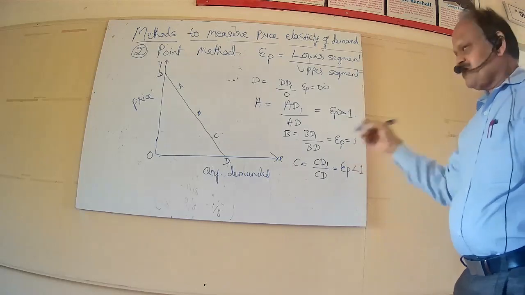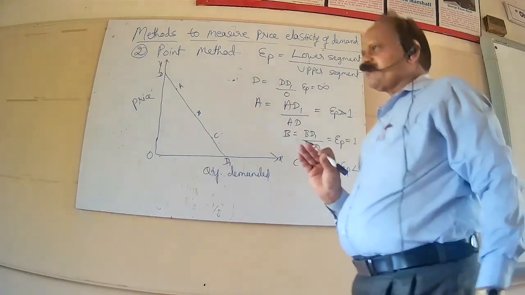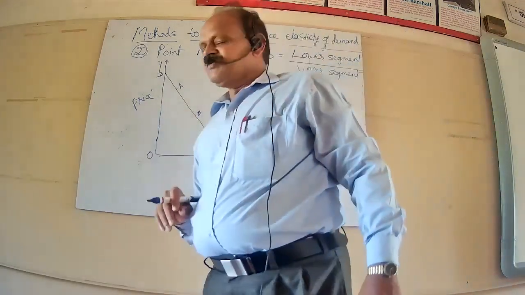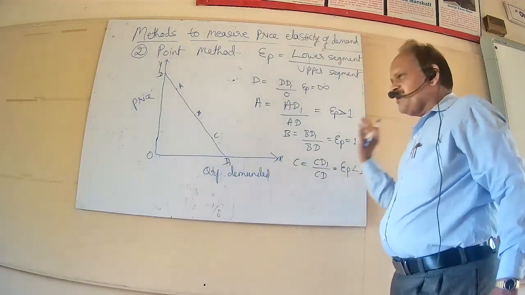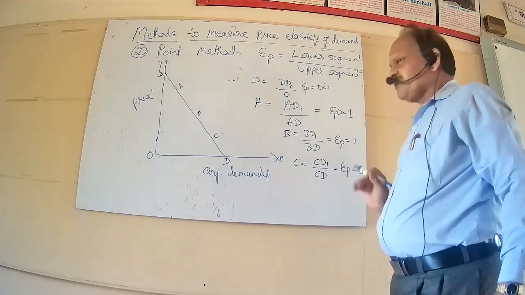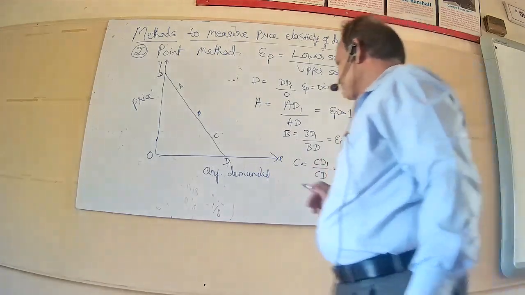Smaller value in numerator, larger value in denominator always gives you the value lesser than 1. Therefore, it is the type of inelastic demand or relatively inelastic demand.